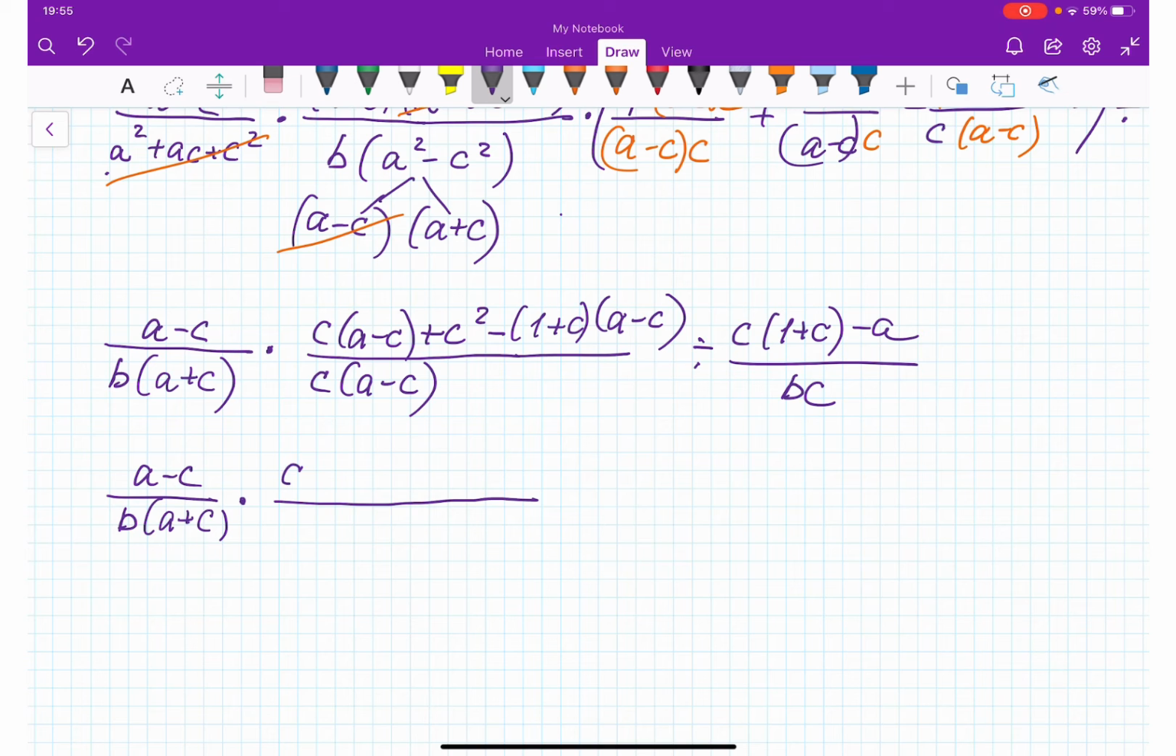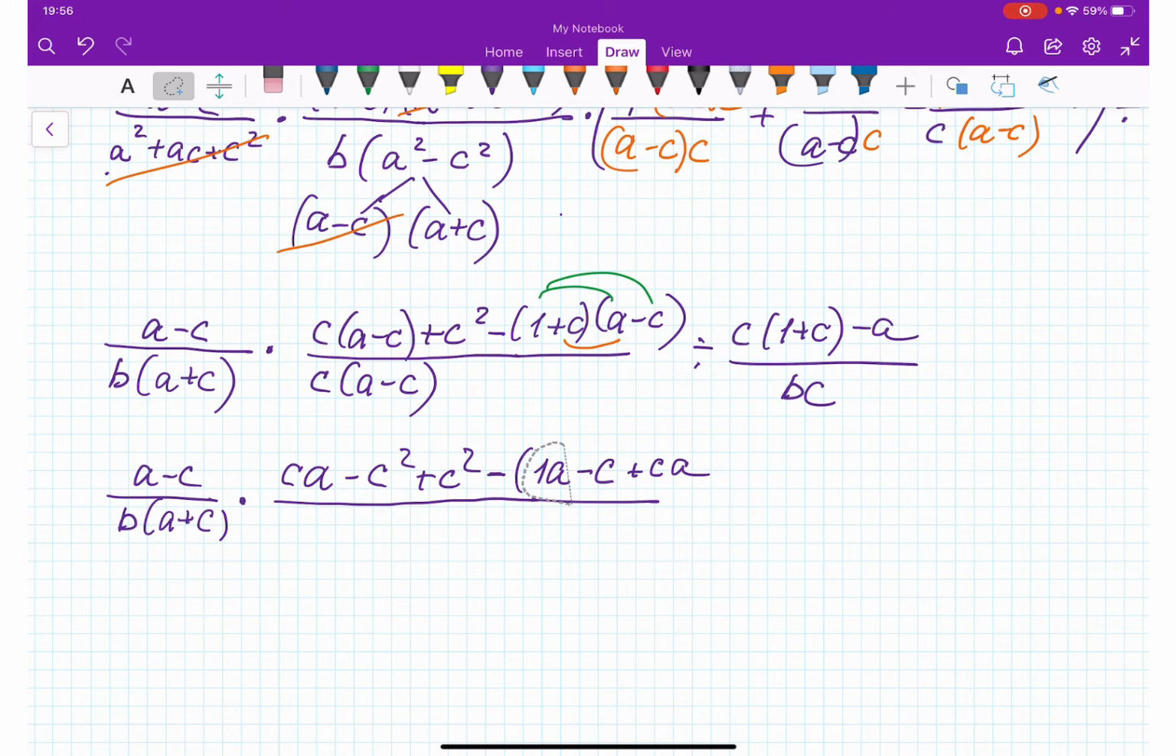So we are getting ca minus c squared plus c squared, and then next I'm doing 1 times a, since I have here negative 1a, right? It's going to be 1a. That's fine. And then 1 times negative c, it's going to be minus c, right? And then we are going to get c times a, it's going to be plus c times a.